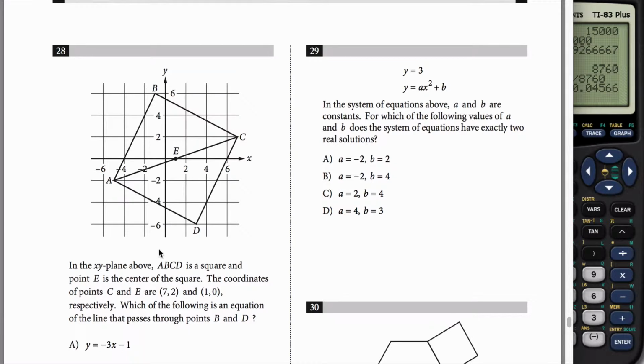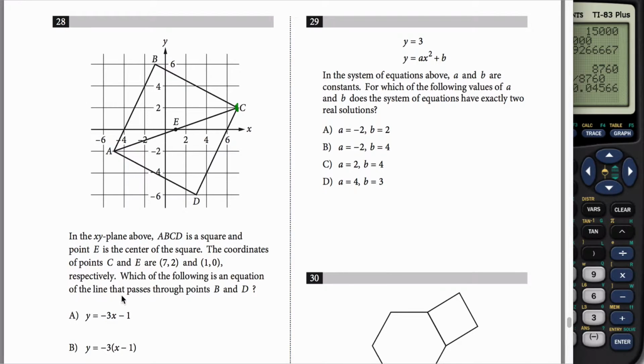28. In 28, you're told this is a square, and the point E is the center of the square, and the coordinates of the points C and E are 7, 2, and 1, 0, respectively. So this right here is 7, 2, as it appears to be on this graph, and this is 1, 0. And what you're asked is which of the following is the equation of the line that passes through the points B and D. There's B up there, and there's D down there. So I'm talking about this line roughly there in green.